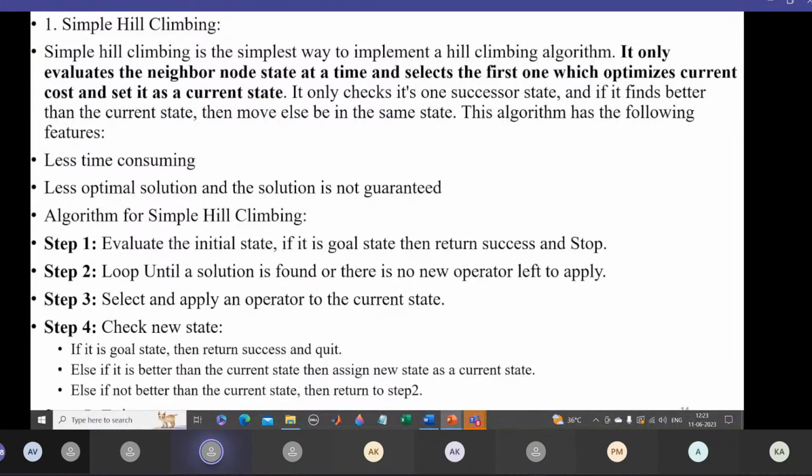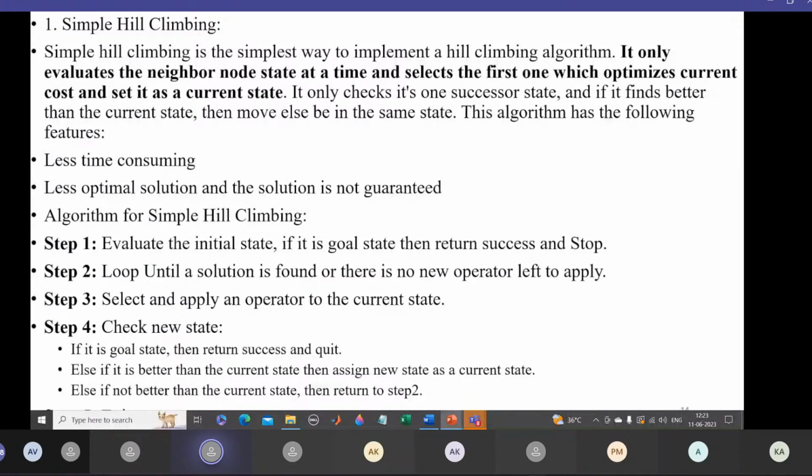check பண்ணும். And if it finds better than the current state, then it will move. Otherwise, it will be in the same state. Current state விட நம்ம next identify பண்ண neighbor state வந்து not better னா current state தான் இருக்கும். So it is less time consuming, less optimal solution, and the solution is not even guaranteed.